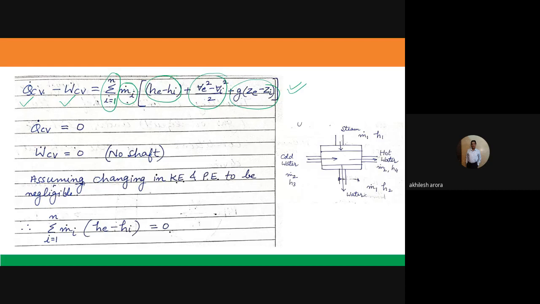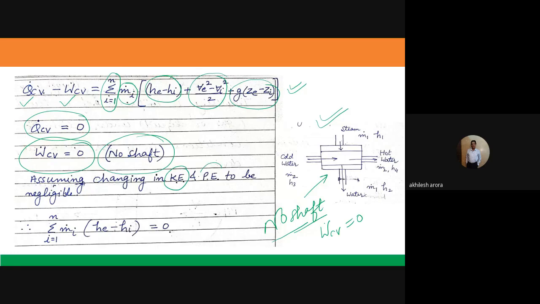And as I told you, in this particular case of the heat exchanger, the value of qcv is 0. No heat is entering into the system and no heat is leaving the system, only there is exchange of heat between the two fluids. And can you see any shaft in this particular heat exchanger? No, there is no rotating component, there is no shaft. When there is no shaft, work will be equal to 0. So that is why we say that wcv is 0, because there is no shaft. And then what we can assume is the changes in kinetic energy and potential energy are negligible. We are considering them to be negligible.